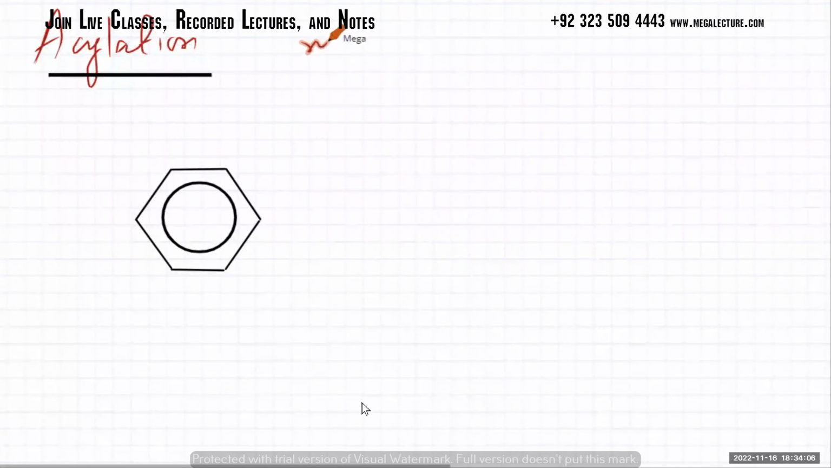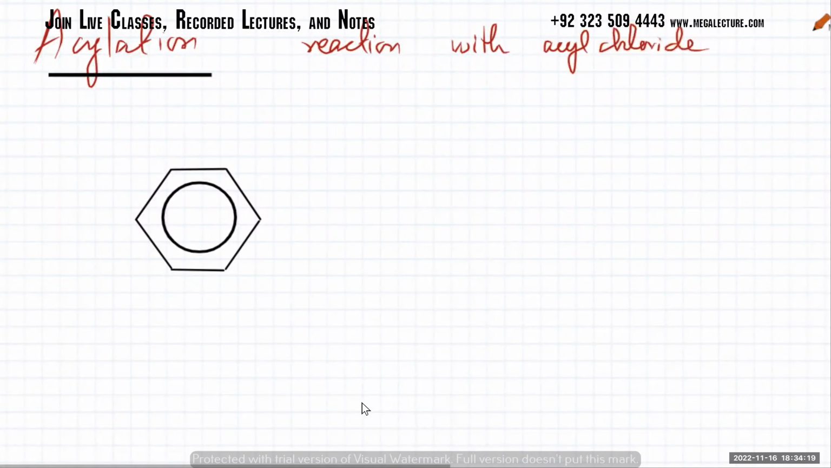So what is an acyl chloride? It's a reaction with acyl chloride. And acyl chloride is this thing. I want to write the functional group. This is the rest of the molecule, and C double bond O, and Cl.